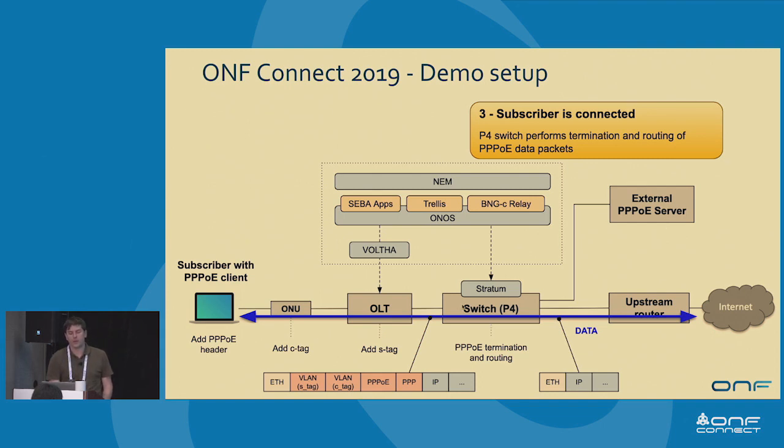And the switch is performing termination. So the switch, in this case, receives packets that are tagged with 2 VLAN tags that are associated with the ONU and the OLT, and a PPPoE header that identifies the session. We wrote a P4 program that is able to transform these packets, remove this header, and send it to the internet. For the downstream direction, we do the opposite. We receive untagged packets. We look at the destination IP address, and we have tables that then add the necessary headers before sending the packet to the OLT.